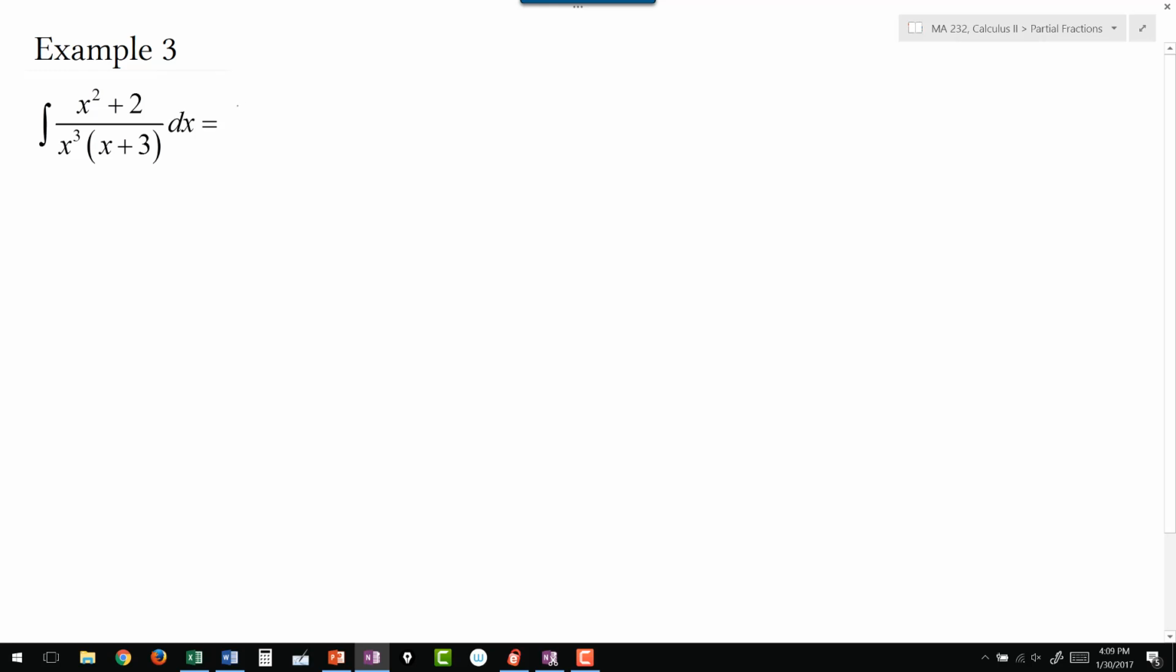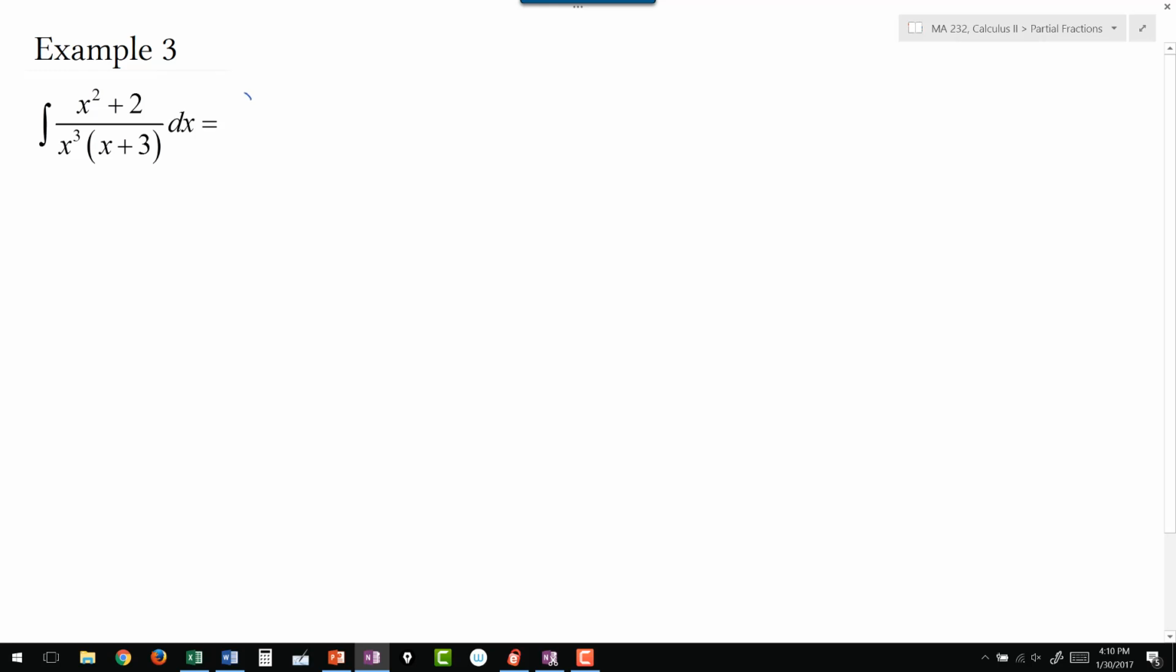Note that this function is appropriate for using integration by partial fractions. It's rational because we have a polynomial on top and a polynomial on the bottom. The degree of the numerator is 2 and the degree of the denominator is 4. So this is okay for integration by partial fractions.